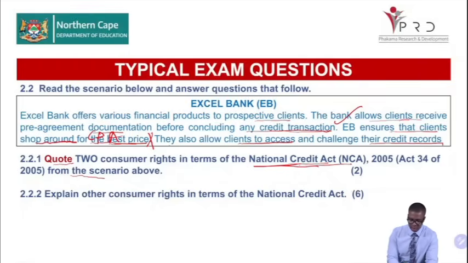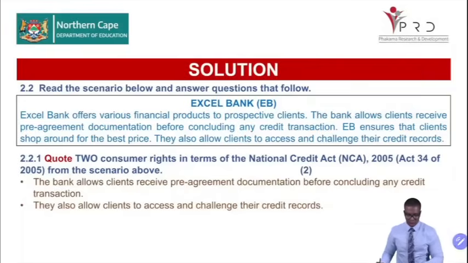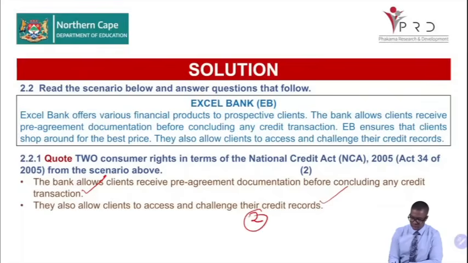But let's check the last sentence. They allow clients to access and challenge credit records. Now, this is a consumer right according to the National Credit Act. So this is correct. Now let's check. The bank allows clients pre-agreement documentation before concluding a credit transaction. The bank also allows clients to access and challenge their credit records. So this is considered to be 2 marks. And where is the distractor? EB ensuring. This is the distractor, as I said, but this is correct and this is correct.